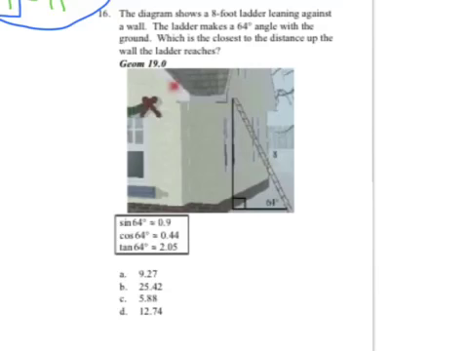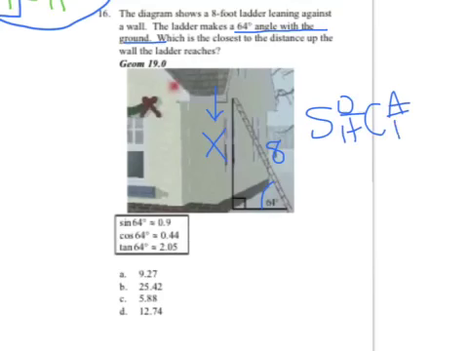Question 16 says the diagram shows an 8-foot ladder, that's right here, leaning against a wall. It makes a 64-degree angle with the ground. What is the closest distance up the wall the ladder reaches means what is this length. So hopefully you know from SOHCAHTOA that we need to actually use the opposite and the hypotenuse, so we're going to use sine.